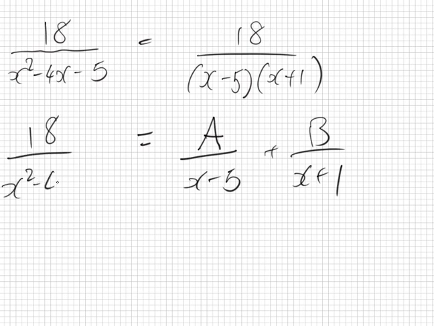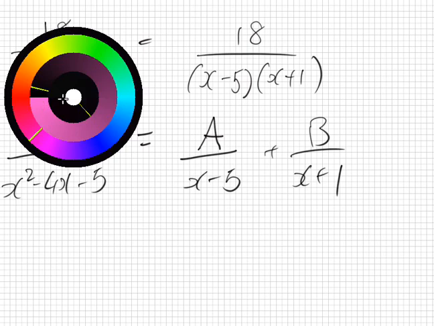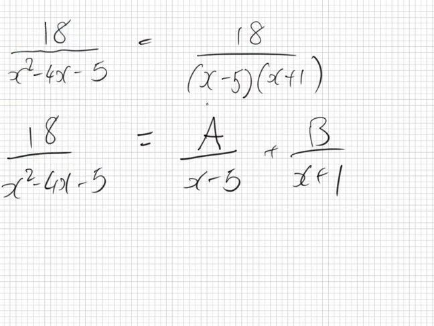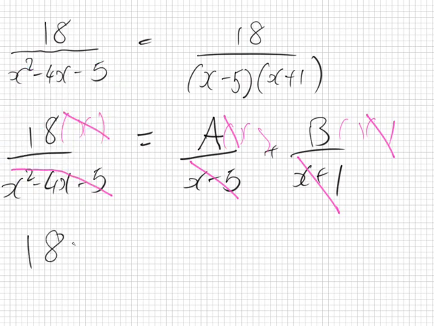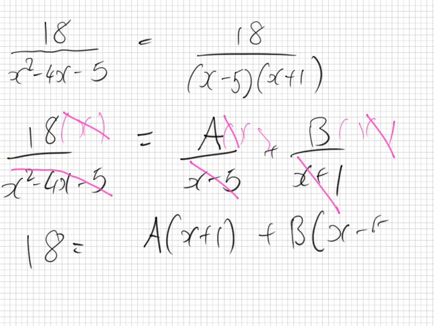Now who remembers what to do next? Not divide. You multiply everything by this denominator here. So bracket, bracket, bracket, bracket, like so. So that cancels all of that. The first one cancels the first one, and then the second one cancels the second one. So I'm left with this: 18 equals a bracket x plus 1 plus b bracket x minus 5.